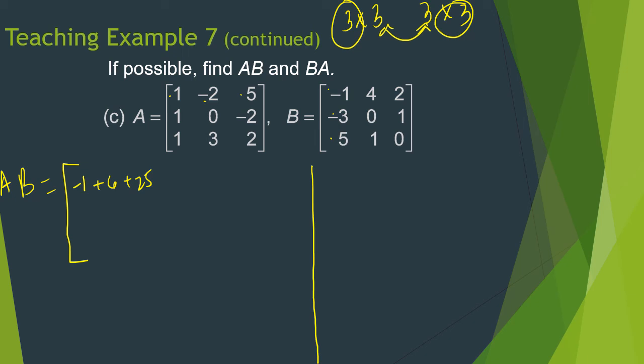Now I'm going to do first row, second column. Negative 1 times negative 4, 1 times positive 4 is 4. Negative 2 times 0 is 0. 5 times 1 is 5. That was my second element. Then my third element, it's going to be 5 times 2 is 10. I'm going to squeeze it in there. I didn't give myself a lot of room. Is 10. Negative 2 times 1 is negative 2. 2 times 0 is 0.